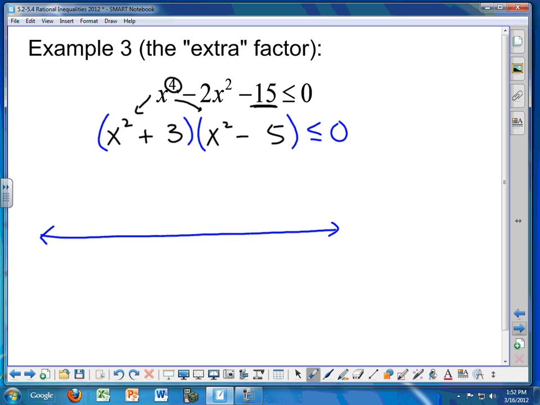But notice, first of all, let's make sure that this factors this way. I see we're going to get negative 5x squared and positive 3x squared, which will make our 2 in the middle. So that does take care of business on that. But there are a couple things happening here. Look at this extra factor. This one is always going to be positive, so it will never change sign, because any number squared right here will be positive. Add 3 to it, it'll stay positive. So we'll just say this stays positive, right?